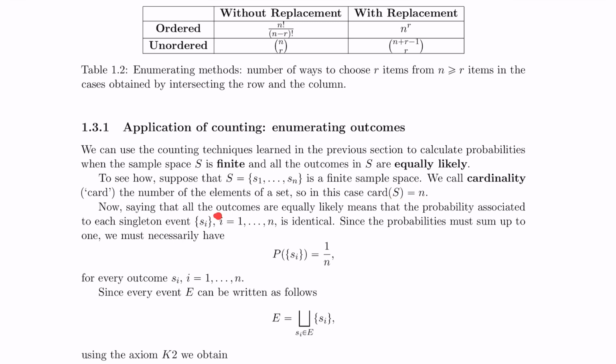Saying that all the outcomes are equally likely means that the probability associated to each singleton event, as I recall is written like this, is identical. Moreover, since the probabilities must sum up to 1, we must necessarily have that the probability of each singleton event is 1 over n. Moreover, every event can be written as the disjoint union of the outcomes that it contains, like this.